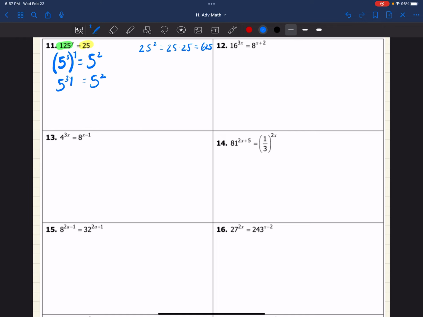And then now these are like the questions on the front. Two bases, they are the same, set equal to each other, so we can drop the bases and set the exponents equal to one another, which will give you y is equal to 2 over 3.